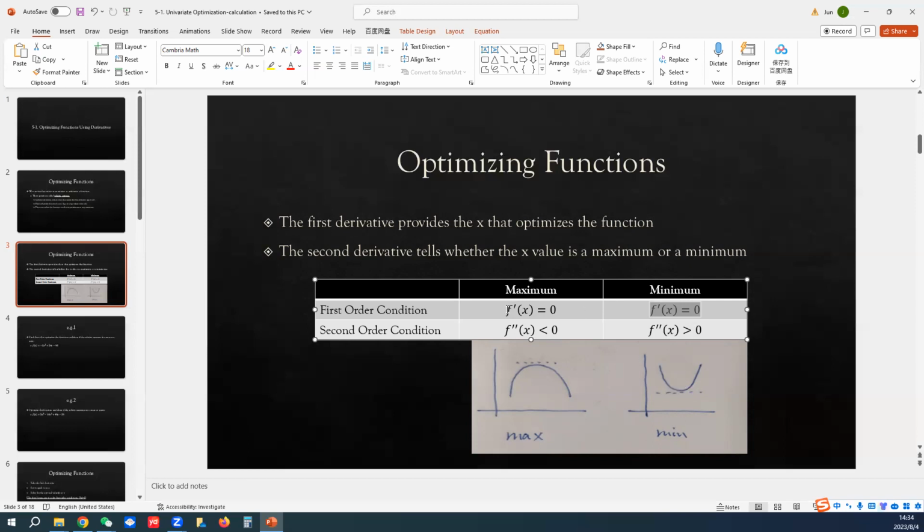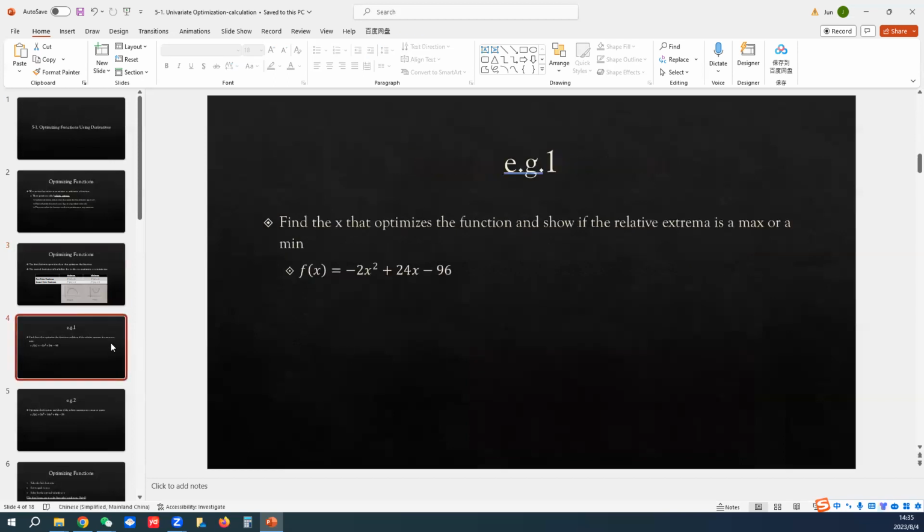So the first row of this table is called the first order condition, and the second row of this table is called the second order condition. The first order condition is to make sure that the x that you solve out is a relative extremum, and then you use the second order condition to determine whether this extremum is a maximum or a minimum, according to the curvature by nature of this function in question.